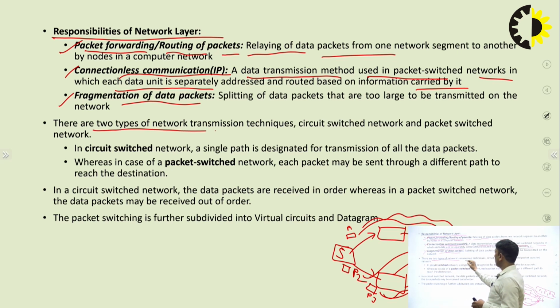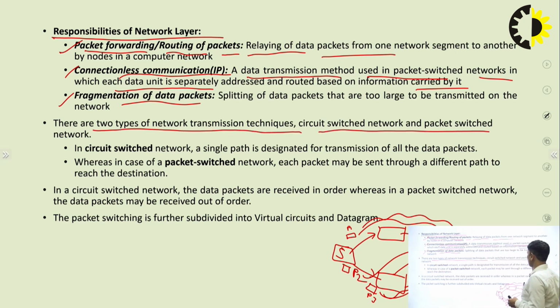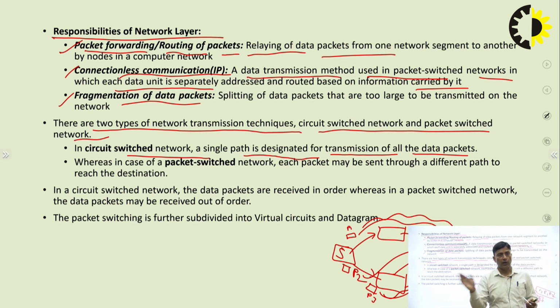There are two types of network transmission techniques: circuit switch network and packet switch network. In a circuit switch network, a single path is designated for transmission of all the data packets, whereas in packet switch, each and every packet follows a different path from source to destination. In circuit switch, a logical circuit is reserved for all the packets. All the packets follow the same path from source to destination. In packet switch, each packet follows a different path.